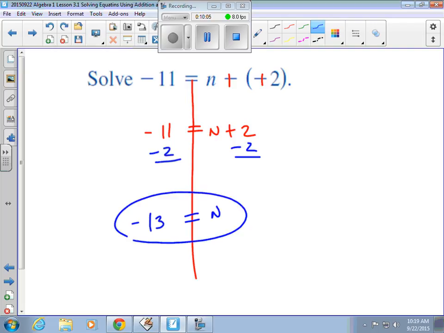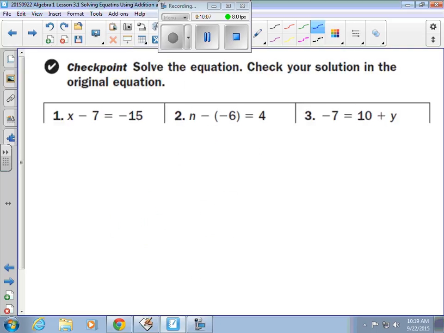Let's look at your checkpoint problems real quick. X minus 7 equals negative 15. Balance point. Add 7 to both sides because you're undoing minus something. X equals negative 15 plus 7. Opposite sign. Subtract them. 15 minus 7 is 8. 15 is the bigger sign, bigger absolute value.